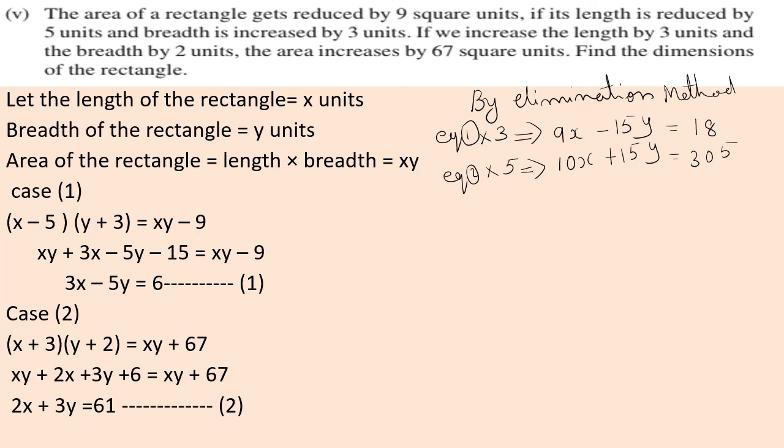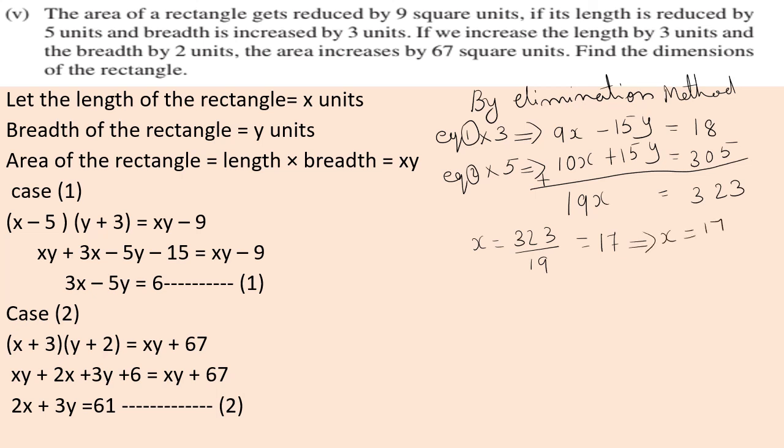Now you can see that the coefficients of y are the same and of opposite sign. So you can add the equations. By adding the equations, you are getting 19x equal to 323. Therefore, x equal to 323 upon 19. 19 goes in 323 17 times. So you are getting x equal to 17.